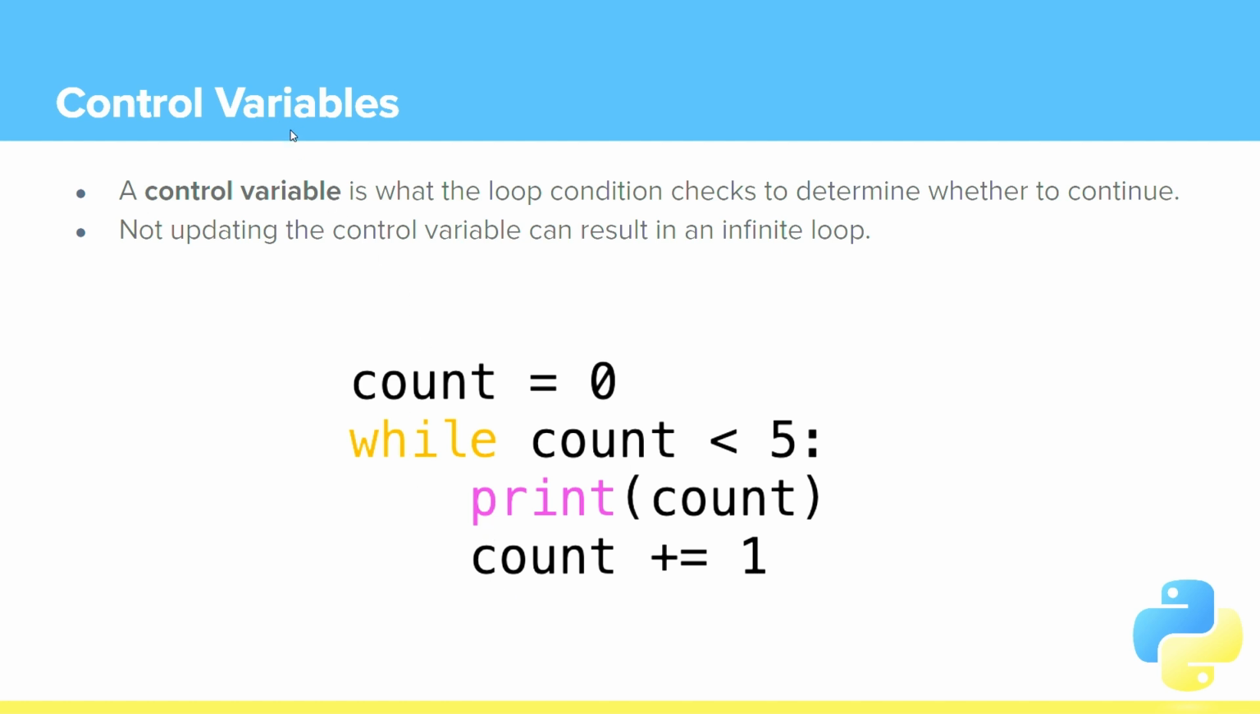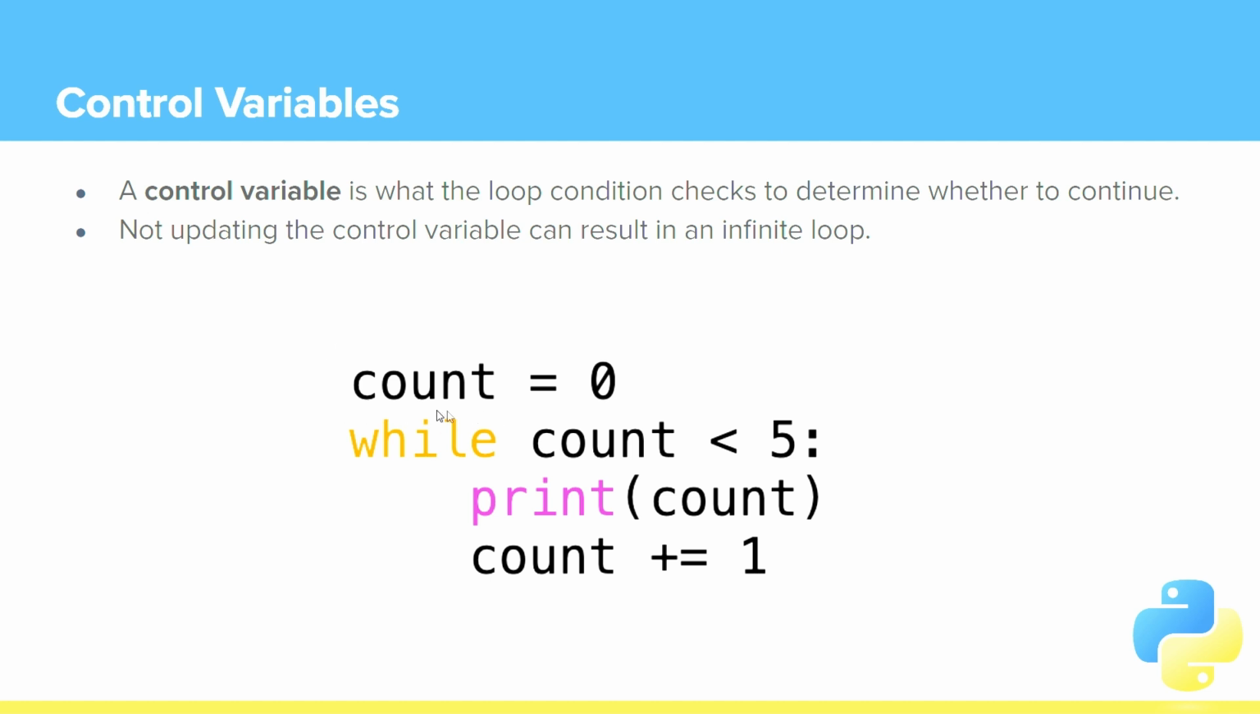program, we can use what's called a control variable. And a control variable is what the loop condition can check here after our while keyword to determine whether to continue. Not updating the control variable can result in an infinite loop in which we'll have to Control-C if we're running that in our terminal. I'll show you some examples of that.